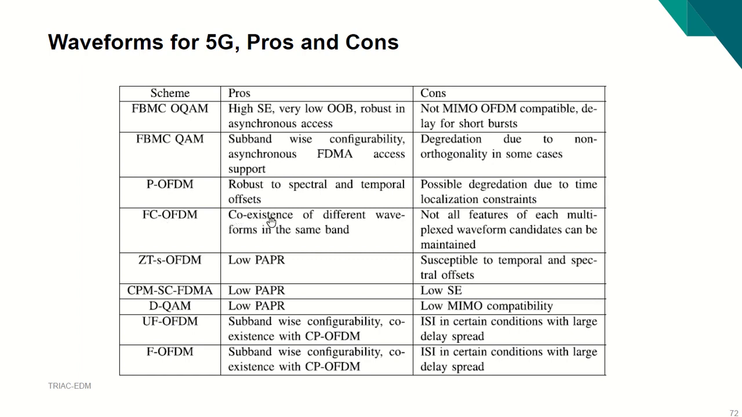FCOFDM is the coexistence of different waveforms in the same band, and not all features of each multiplexed waveform candidate can be maintained. And this ZT-OFDM has low PAPR. PAPR is peak to average power ratio.